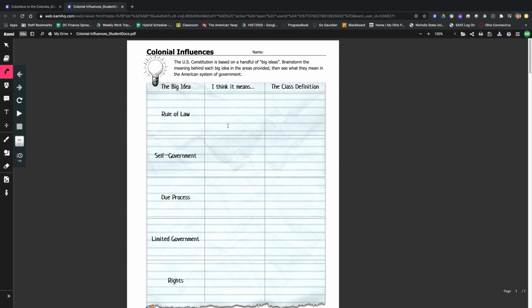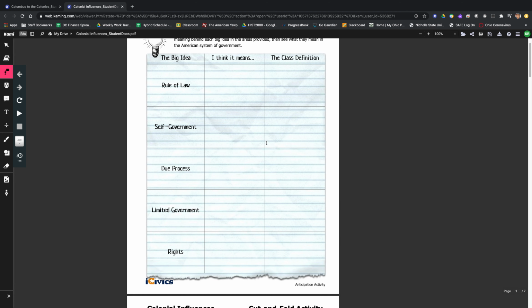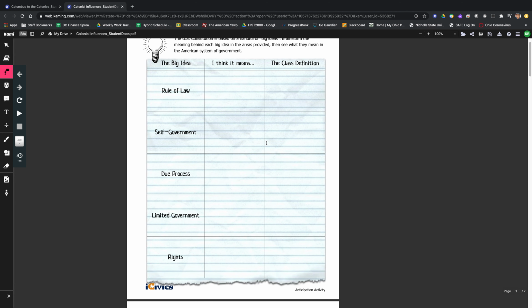Now, this lesson, Colonial Influences. The United States Constitution, remember our unit this time around is called Road to the Constitution. The U.S. Constitution is based on a handful of big ideas. Brainstorm the meaning behind each big idea in the areas provided, then see what they mean in the American system of government. So before you begin this lesson, I want you, without doing any kind of research, to use the text box, put a text box here.